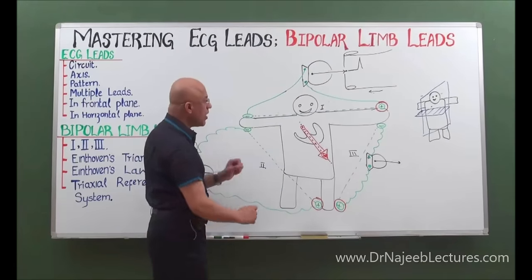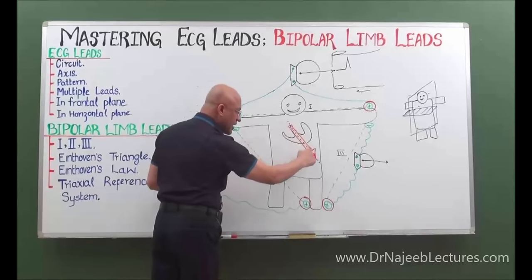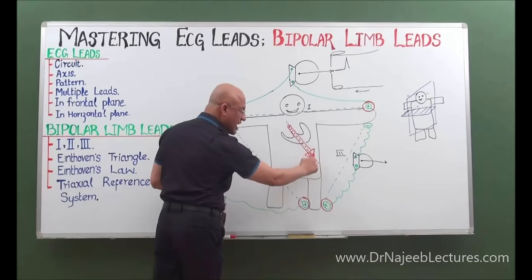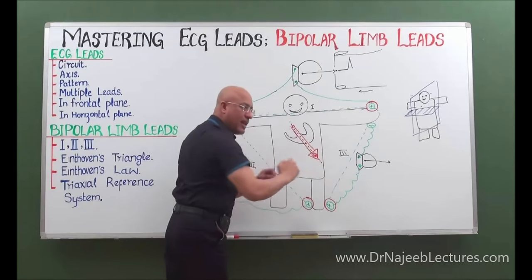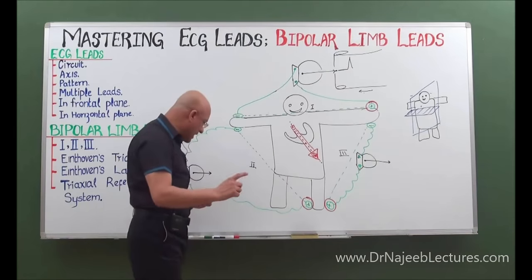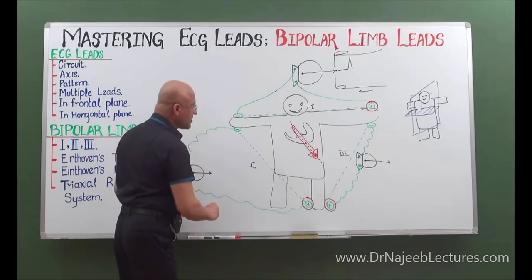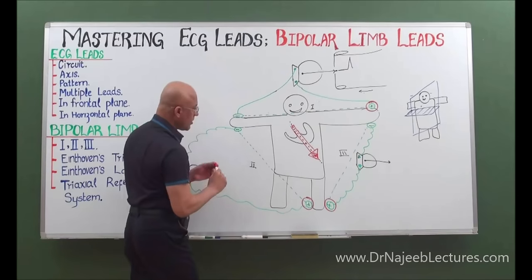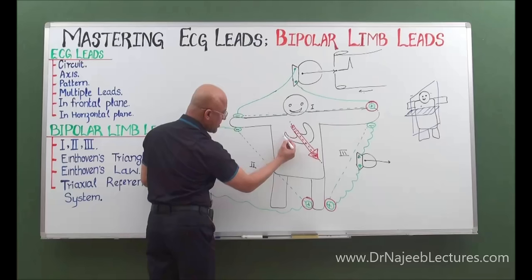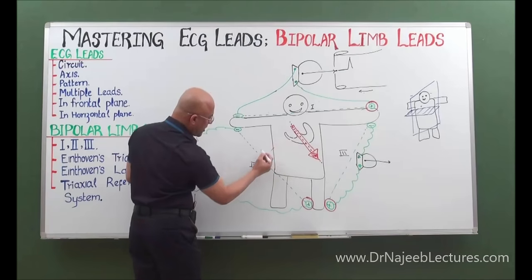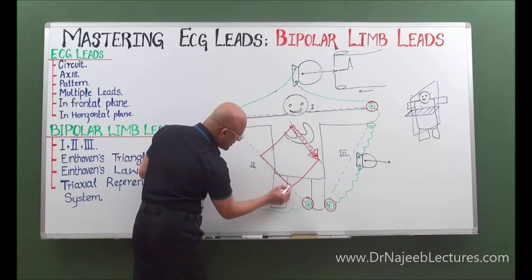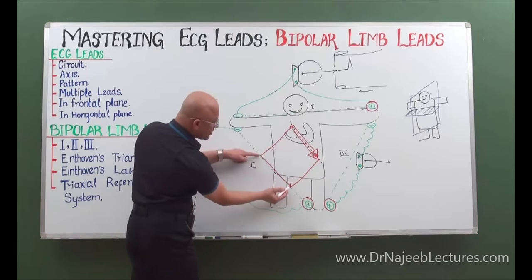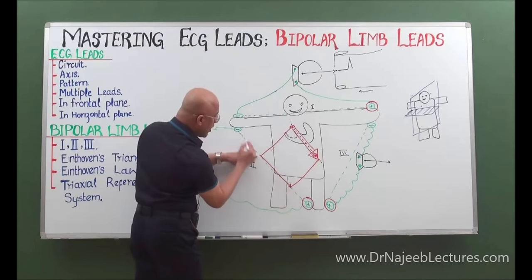Is that right? Now, if you see the electrical axis of the QRS vector in this diagram and the electrical axis of lead number two are almost parallel. Almost parallel. To see the exact components, we can draw a perpendicular from here, and a perpendicular from here. Now this length of the vector is along the axis of the lead.